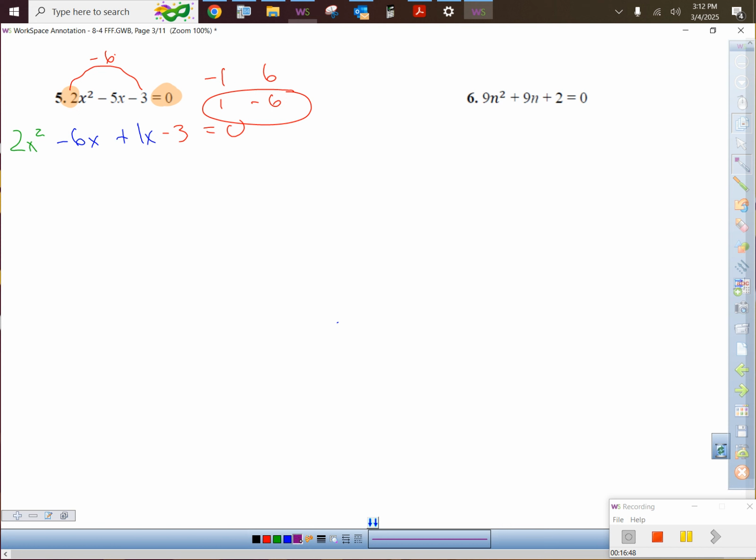A lot of people get this far as rookies, and they're like, I don't know what to do next. 1, look it up on the sheet to help us out. 2, we just got to start talking ourselves through it. Ask for help, but it's double group. Boom, boom, boom, boom. Now, take the GCF out of each group. So a 2 can come out, and an X. And then what we're left with right here is going to be X minus 3, right?